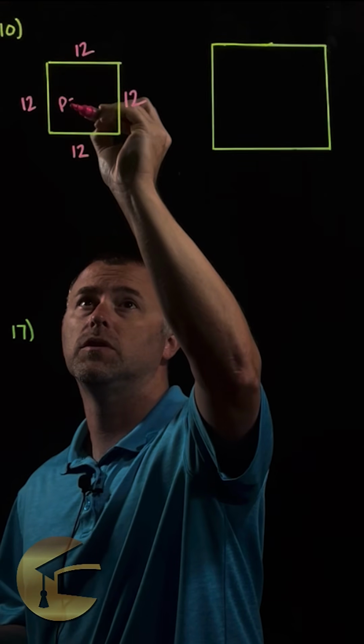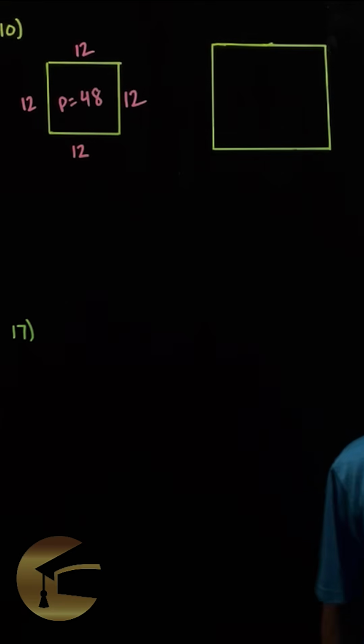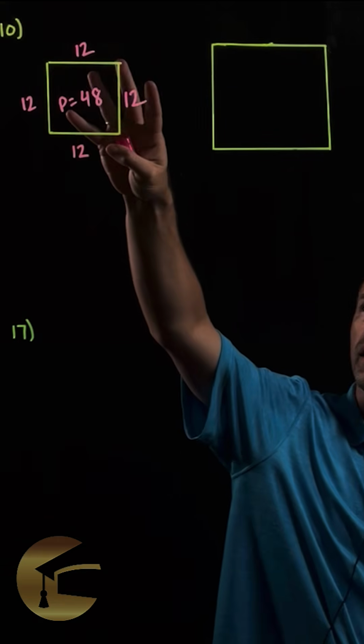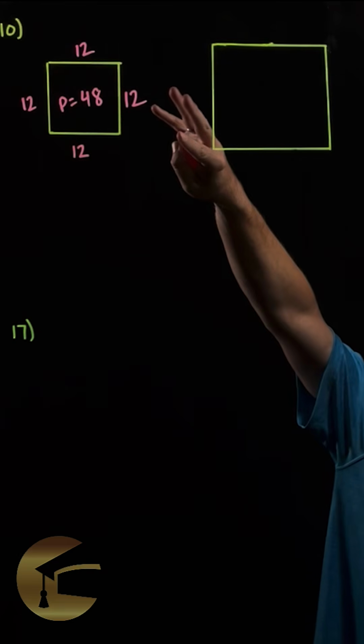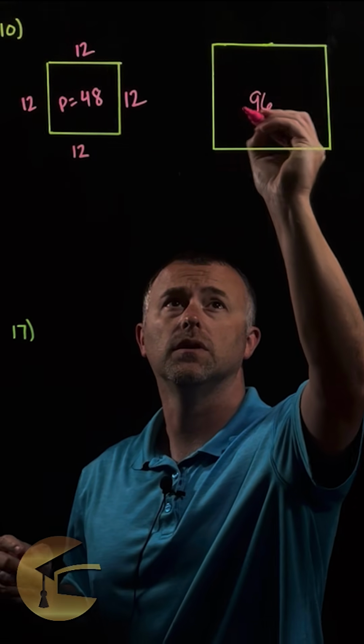So by the way, the perimeter would be 48 in that scenario, because why not? Just put it in there. And they say the perimeter of square y is 2 times the perimeter of square x. So we have the perimeter of square x is 48. So we're going to need to double that. So we're going to get 96 for this perimeter.